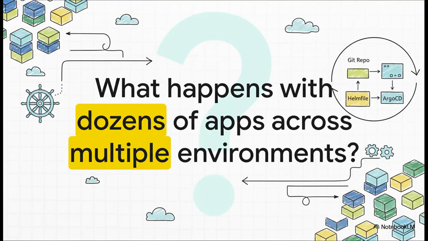Let's make this super real for a second. Imagine you've got, say, 20 microservices. Now multiply that by 3 environments, dev, staging, and prod. You are suddenly trying to manage 60 different deployment configurations. Each one has its own specific values, its own secrets, its own versions. And pretty soon, all those Helm install commands start to feel a lot like the kubectl apply commands we were trying to get away from in the first place.